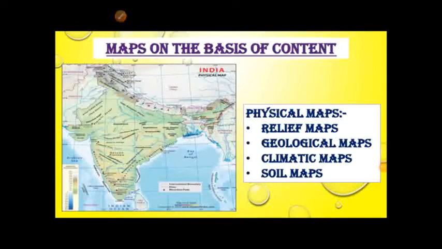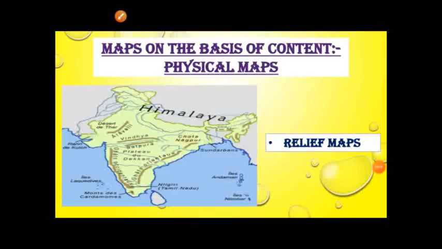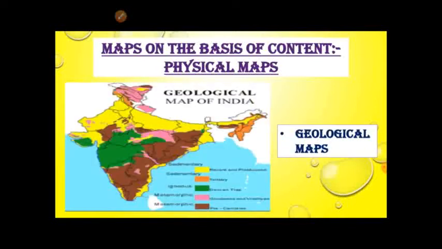Maps on the basis of content. Physical maps. Physical maps show natural features such as relief, geology, soils, drainage, climate, weather, and vegetation. The types of physical maps are relief maps, geological maps, climatic maps, and soil maps. Relief maps show general topography like mountains, valleys, plains, plateaus, and rivers. Geological maps are drawn to show geological structure, rocks, and minerals.